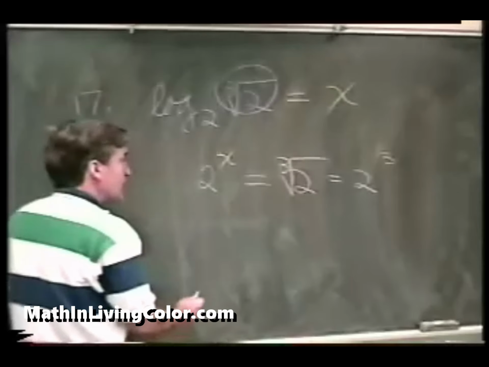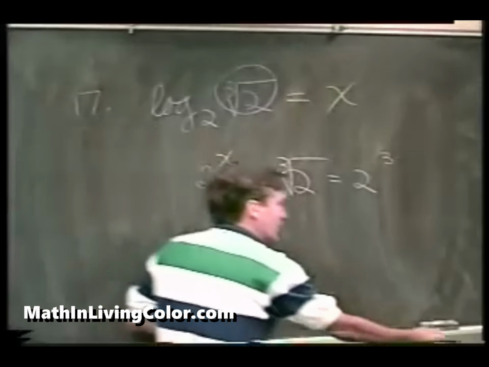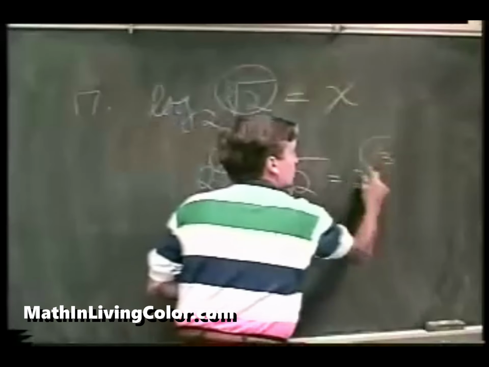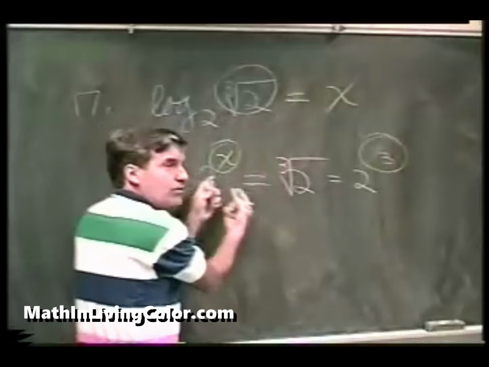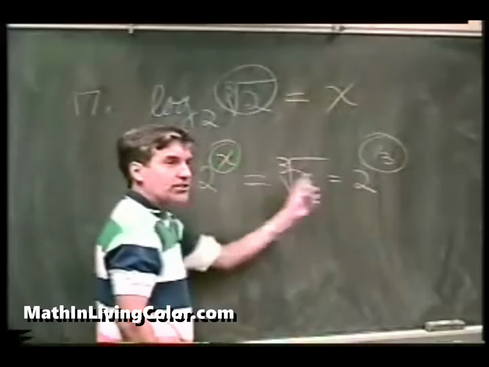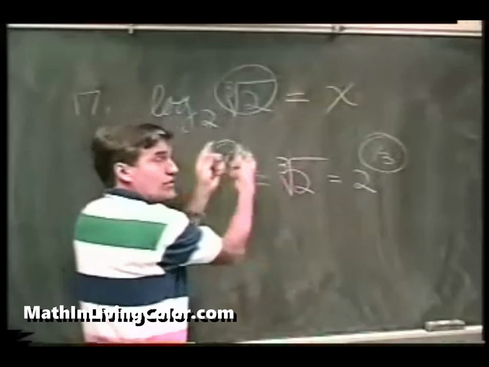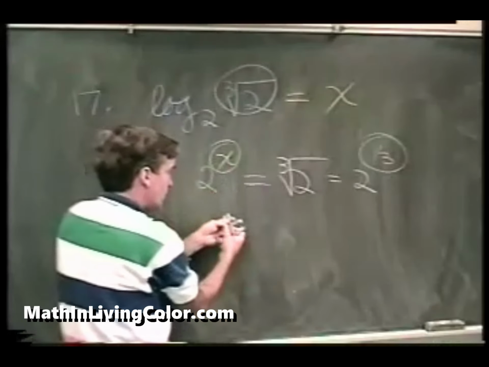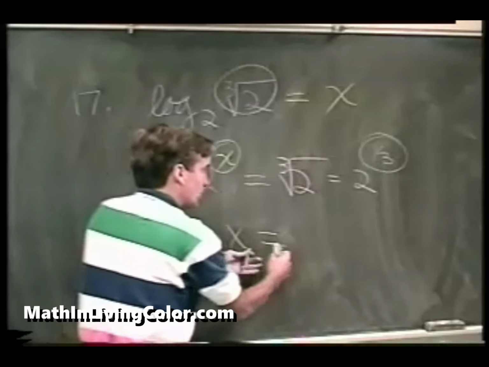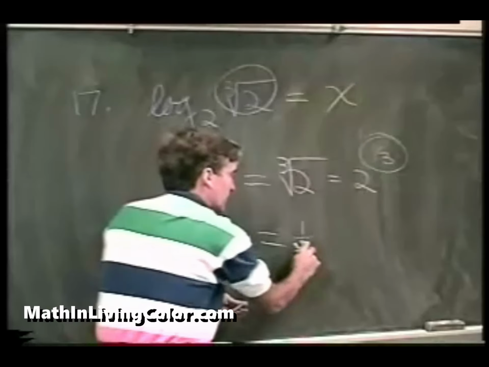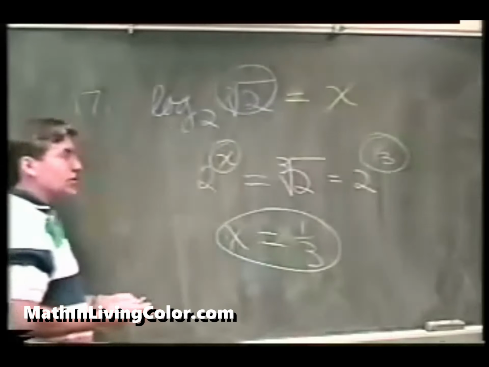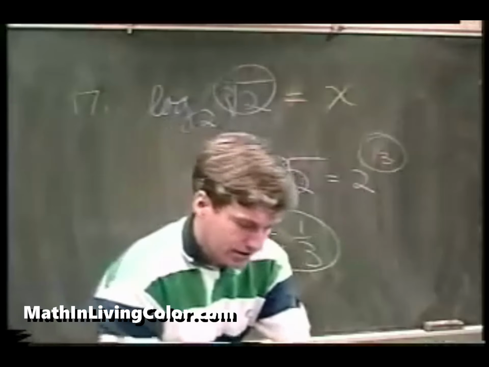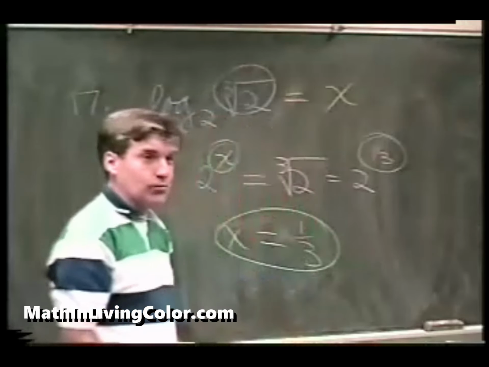Now, can you see, therefore, that x would have, if the base number is the same, if the base number is the same and they're equal, then the powers have to be equal, don't they? So what can you say here? X equals 1/3. Okay? So x equals 1/3. Any questions on that? All right, let's try another one that gets a little more complicated than that.